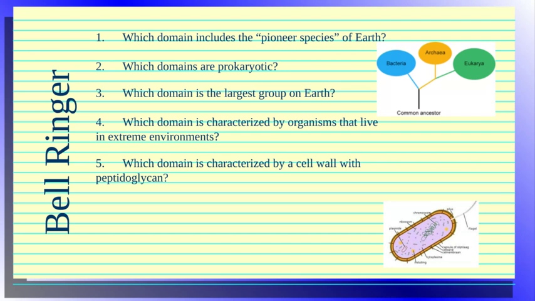And then which domain is characterized by a cell wall with peptidoglycan? So remember, peptidoglycan is what is going to get you sick. So this is going to be the domain bacteria with the kingdom eubacteria.